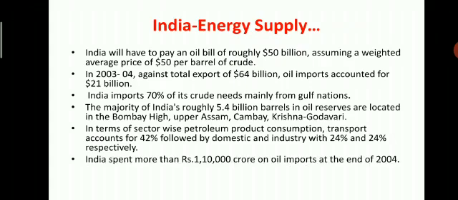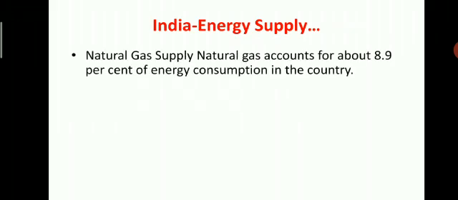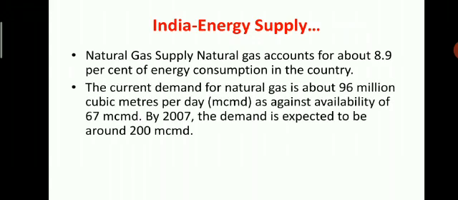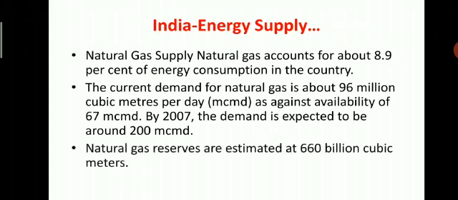India spent more than rupees 1,10,000 crores on oil imports. This is the figure of 2004. Natural gas supply. Natural gas accounts for about 8.9% of energy consumption in our country. The current demand for natural gas is about 96 million cubic meters per day, as against availability of 67 million cubic meters per day. By 2007, the demand is expected to be around 200 million cubic meters per day. Natural gas reserves are estimated at 660 billion cubic meters.